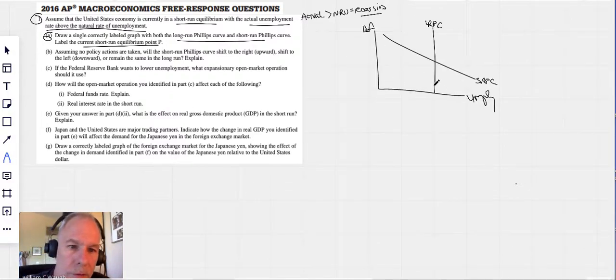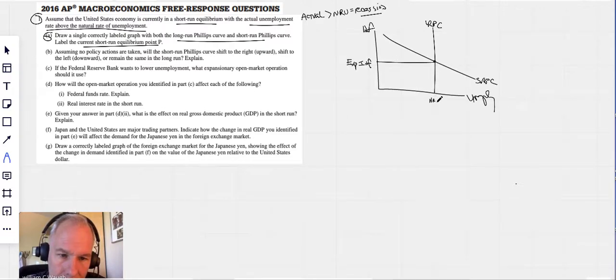We should know with our Phillips curve here that that point right there where they cross, that is what we call expected inflation. You don't need to know it for this one, but they've been asking it a whole bunch lately. So make sure you know that's expected inflation. This is our natural rate of unemployment right there, where these two cross.